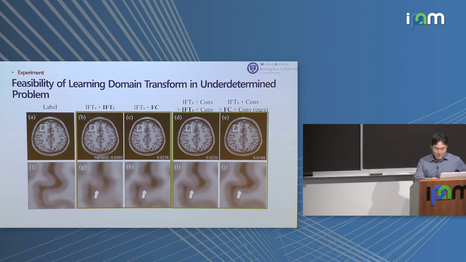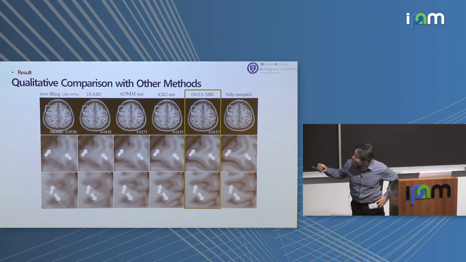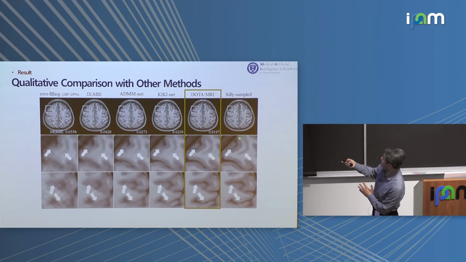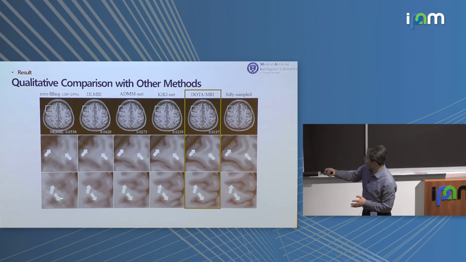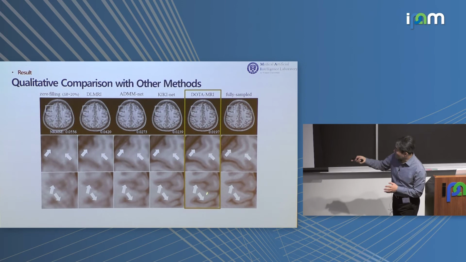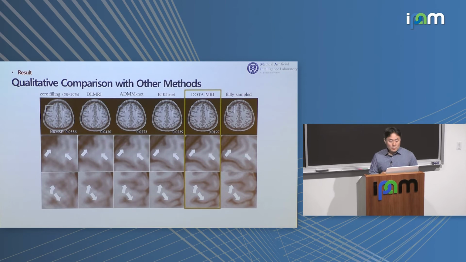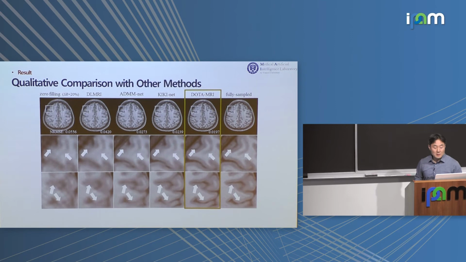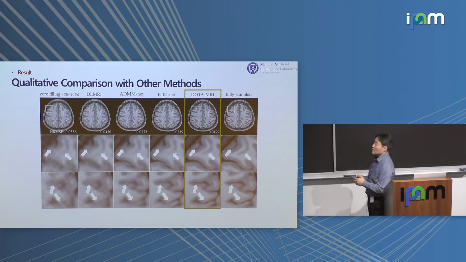And this is another example. The reduction factor is 5. That means only 20% of the data has been acquired. If we apply the zero-filling reconstruction, this is a fully sampled case. All these detailed structures have been degraded, as you can see here. But if we use the DOTA MR framework, all these details have been recovered from this zero-filled image, and the detailed structures can be restored in this case. So the k-space learning and image domain learning, and also the domain transform learning using the fully connected layer, can make a significant improvement in this undersampled MR image reconstruction.